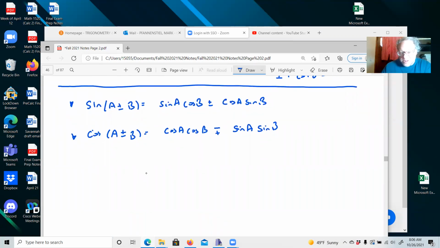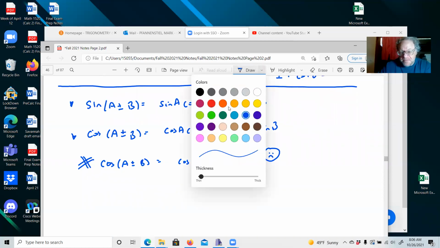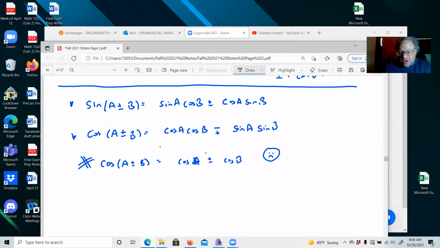here is a mistake that is going to make you most unhappy. Okay, a lot of people want to do this. Okay, they want to distribute the cosine of A plus or minus cosine. They want to do this. This is not a thing. Okay, doing this will make you very unhappy. Okay, I mean, I don't know how much more I could go saying never do this. Okay, danger.